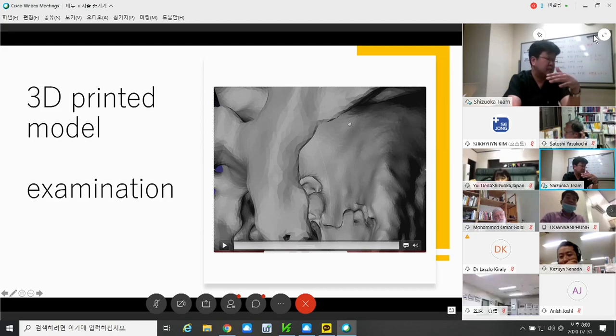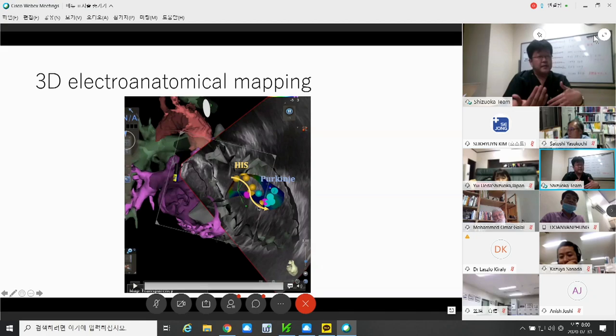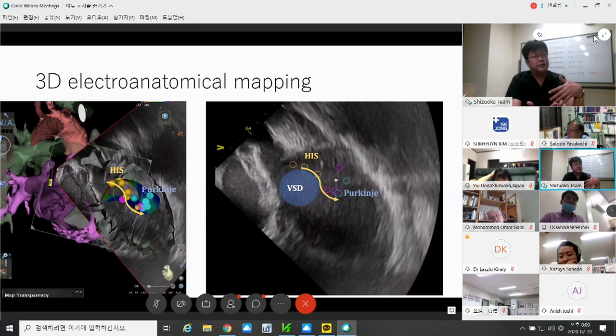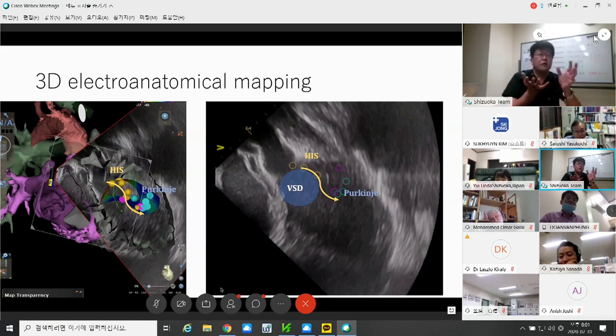In some cases, we use the 3D anatomical mapping system to see the His electrogram, and we tag the His electrogram like this. We see how the His electrogram goes through, and check the direction of the conduction from the anterior to the Purkinje system. Then we can superimpose these tags onto the intracardiac echo, or ICE. Then we see how the conduction system goes and inform the surgeons, and that helps in deciding about enlargement of the VSD or doing a Rastelli-type operation.